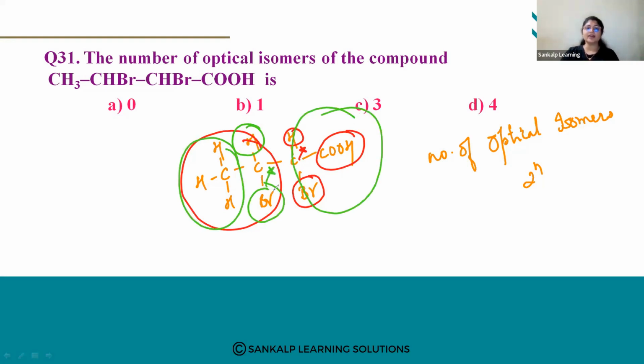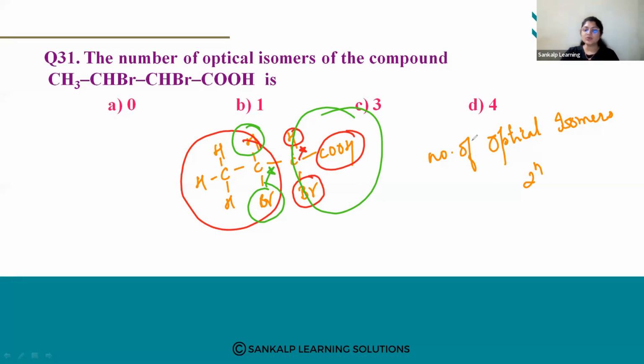So this is also a chiral carbon. Then we'll check for this one. So 1 and 2, these are same. Okay, so this is not a chiral carbon. So how many chiral carbons are there? There are only 2 chiral carbons.